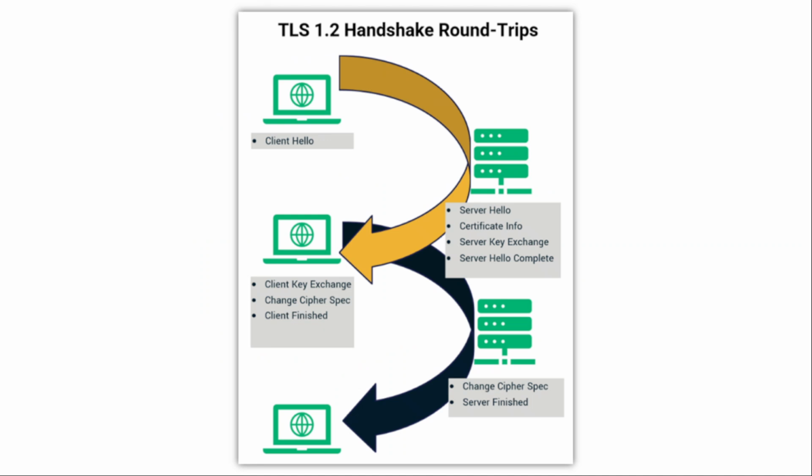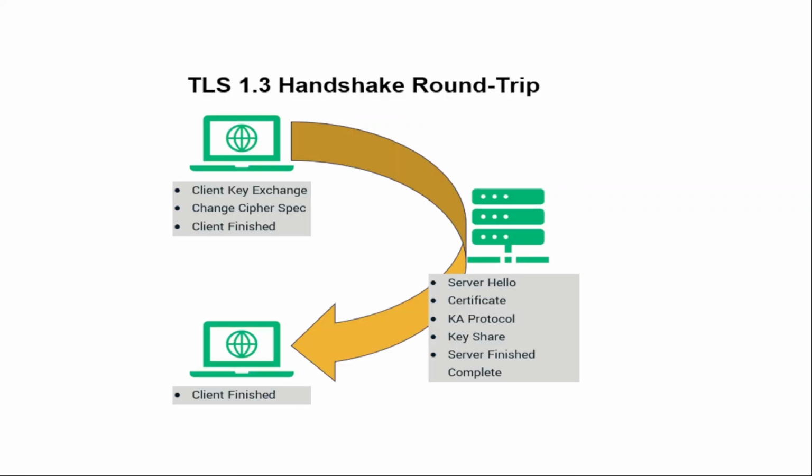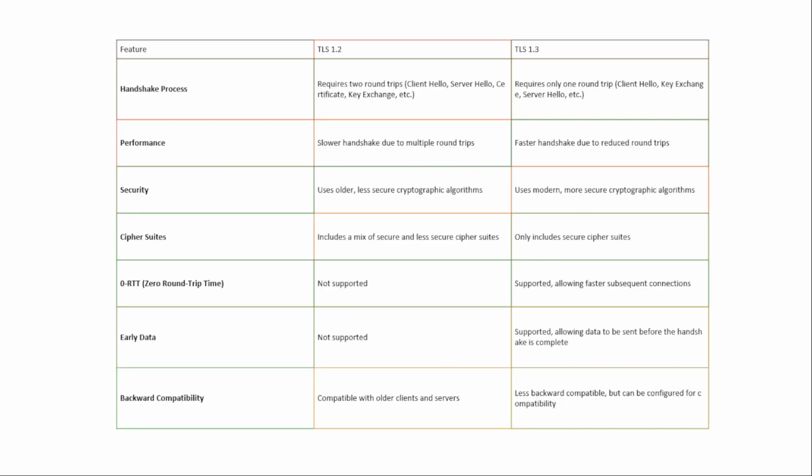In TLS 1.2, the client hello and then server hello and key exchange happen, and then the client key exchange and change cipher spec happen, so there is a two-way round trip which does not happen in TLS 1.3. So this is the difference between TLS 1.2 and TLS 1.3. It requires two rounds in TLS 1.2, and in TLS 1.3 it has only one round trip. Performance wise, TLS 1.2 is slightly slower due to multiple rounds, and TLS 1.3 is faster due to the reduced round trip.